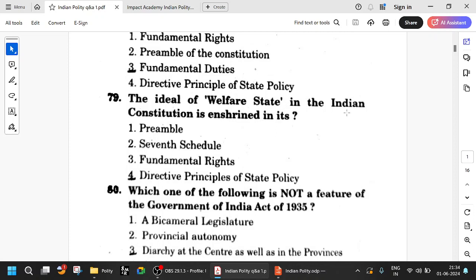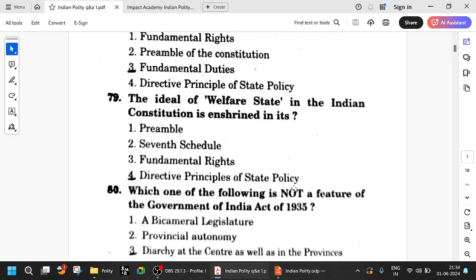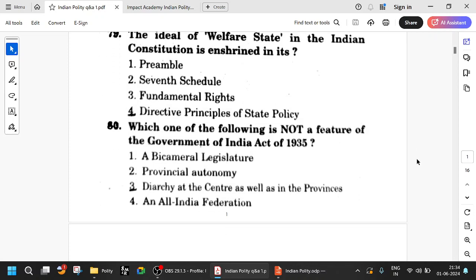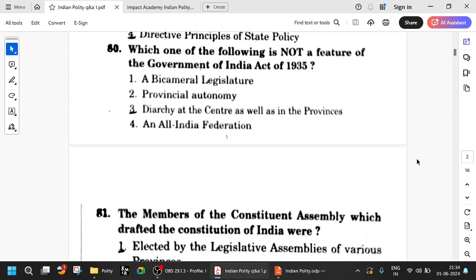So the idea of welfare state in the constitution is enshrined in the directive principles of state policy, and that too particularly if you are talking about Article 38. Okay, state to secure a social order for the promotion of welfare of the people, minimize inequalities in income, status, facilities. So Article 38. More specifically, directive principles of state policy talks about the ideal of welfare state in the Indian constitution. Next question: which one of the following is not a feature of the Government of India Act of 1935?